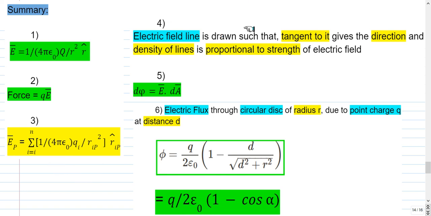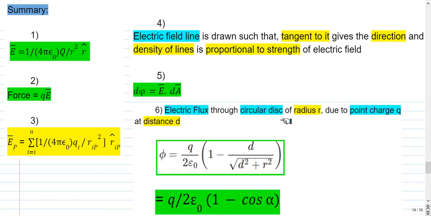An electric field line is drawn such that the tangent to it gives the direction of the electric field, and the density of the lines is proportional to the strength of the electric field. This is the rule for drawing the electric field lines. Electric flux through an elemental area is given as E dot dA, where E is the electric field vector and dA is the elemental area vector. So the flux passing through an area depends not only on the electric field strength and the size of the area, but also on the orientation of the area with respect to the electric field.